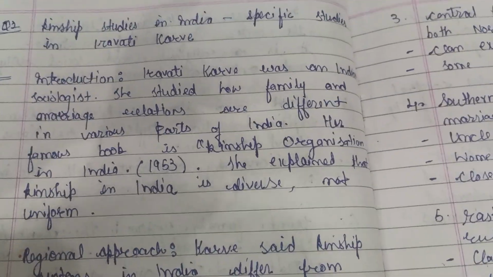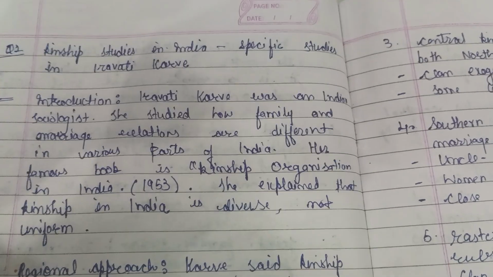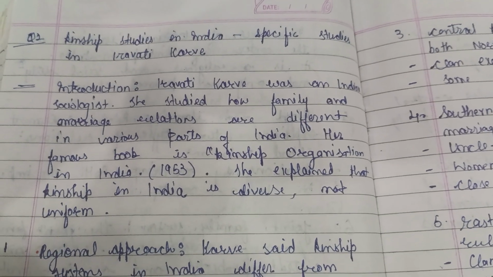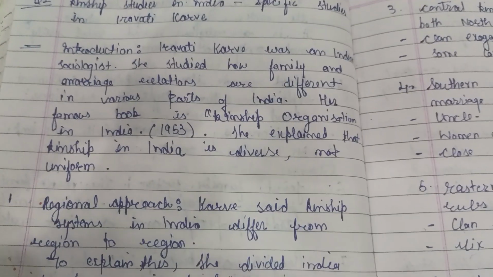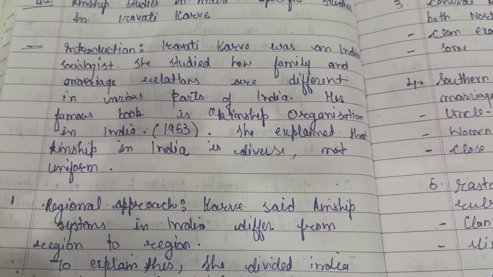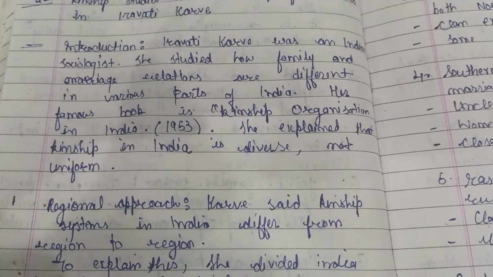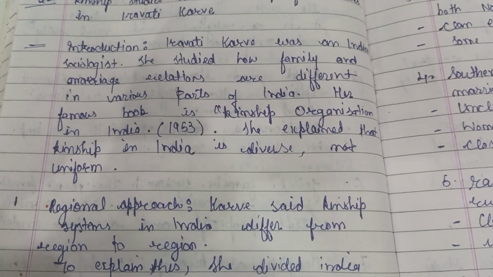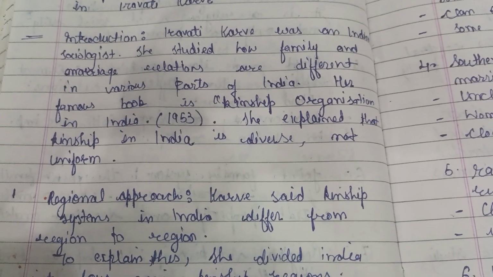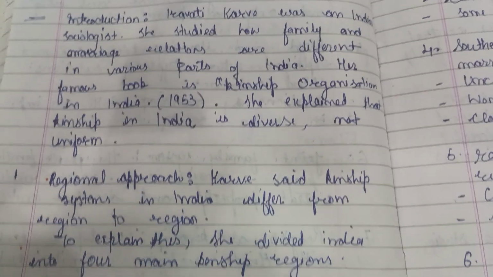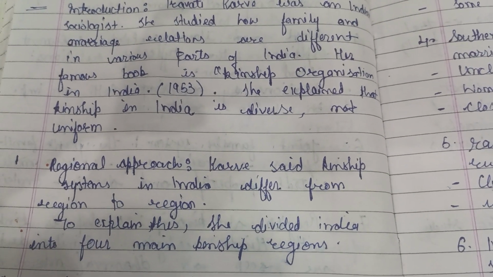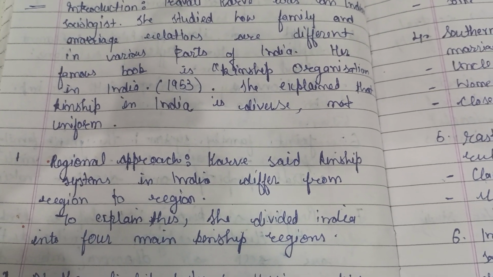Second question: kinship studies in India. Specific studies: Irawati Karve. Introduction. Irawati Karve was an Indian sociologist. She studied how family and marriage relations are different in various parts of India. Her famous book is Kinship Organization in India, 1953. She explained that kinship in India is diverse, not uniform.